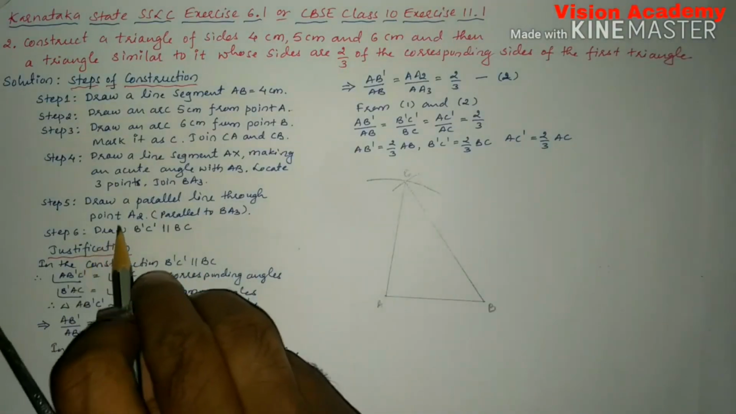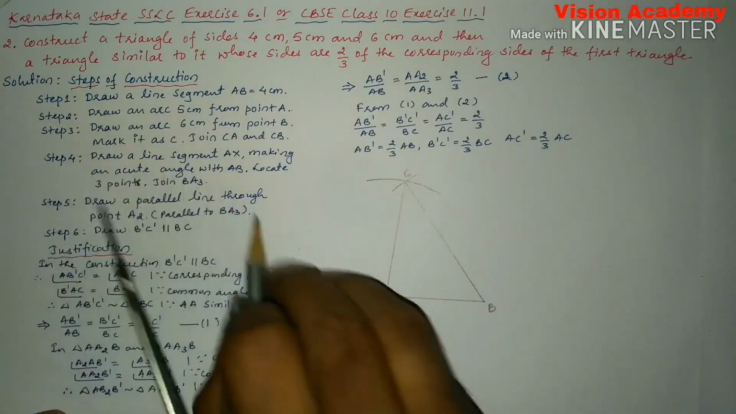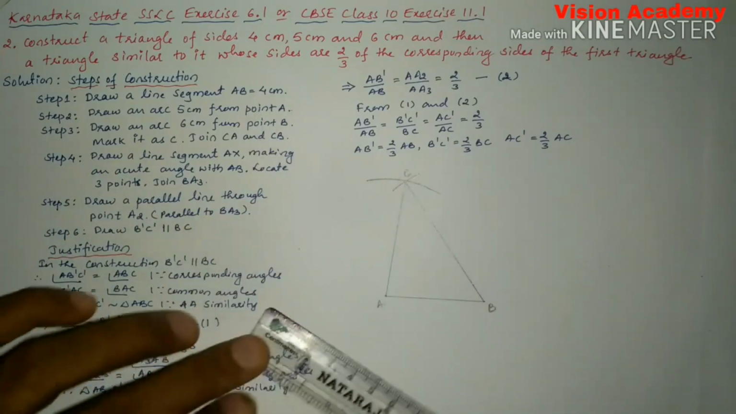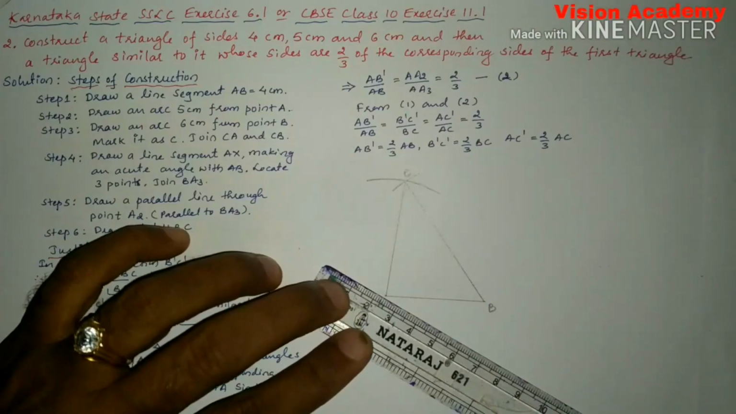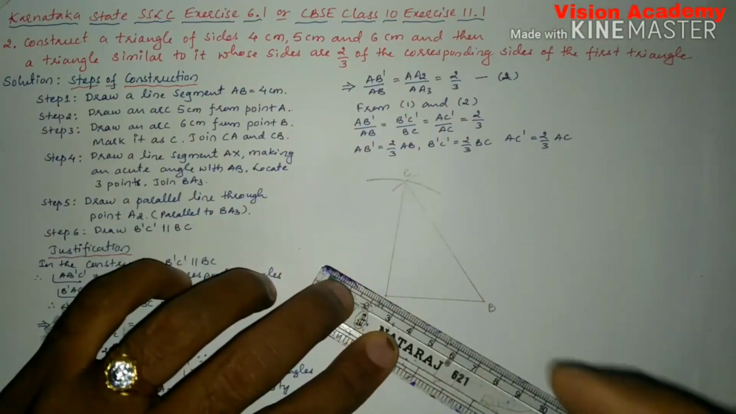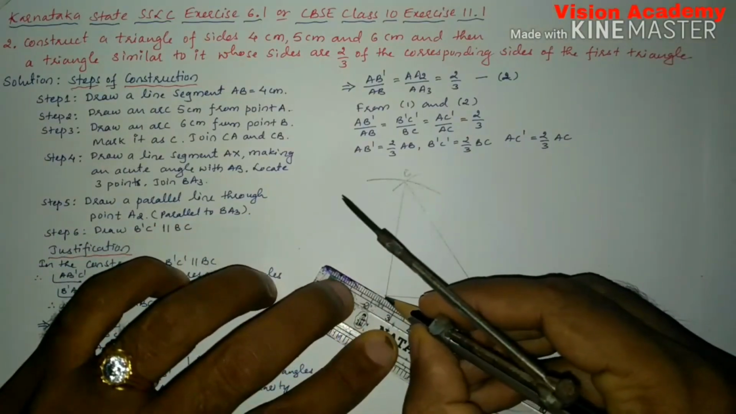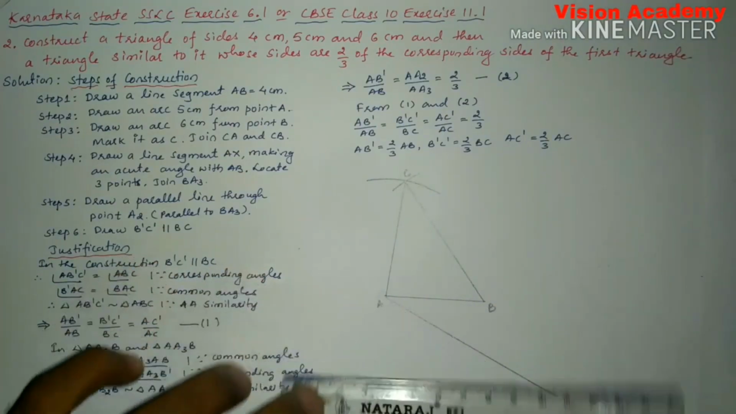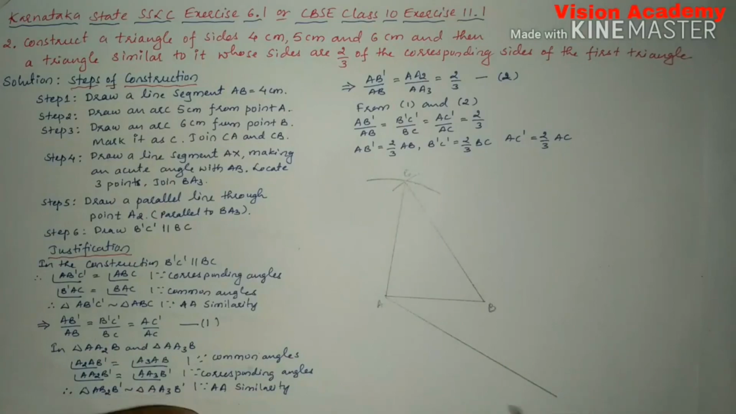Next, the fourth step, draw a line segment AX making an acute angle with AB. Acute angle is less than 90 degree. So here I am going to draw a straight line that forms an acute angle. Let us write this one as AX.